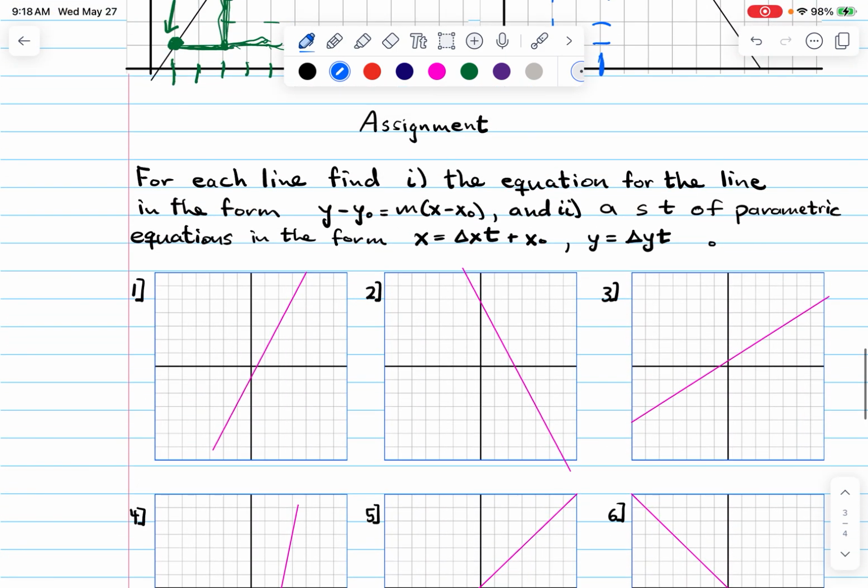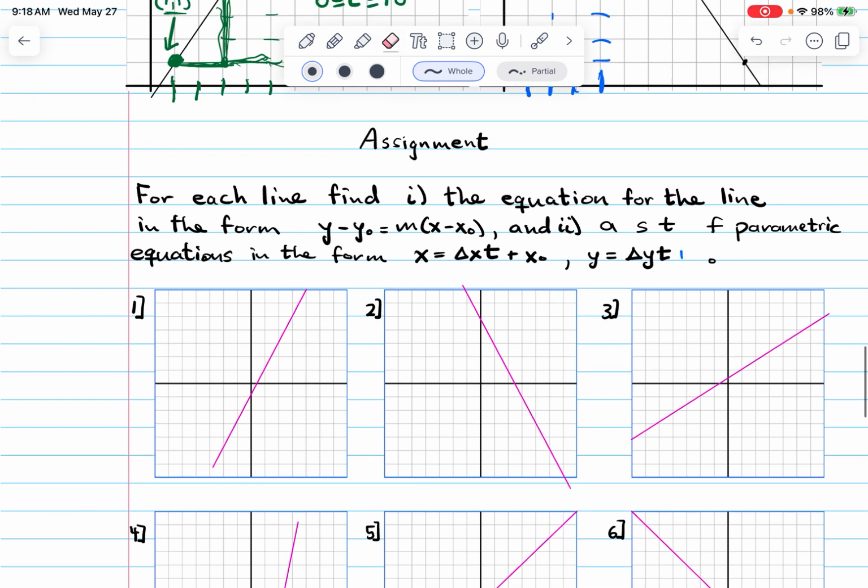So what I would like for y'all to work through are these problems. You need the standard equation for the line and the parametric form of it. And I noticed that I left something off here. This should be y. I left that off.